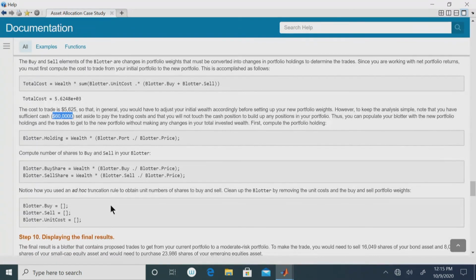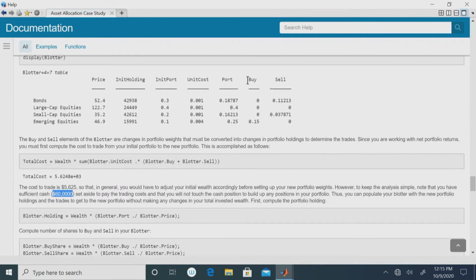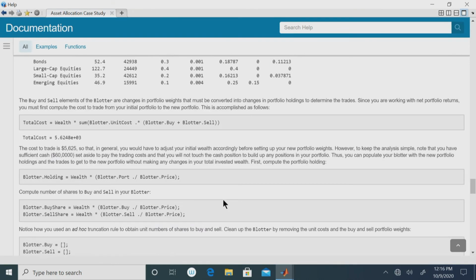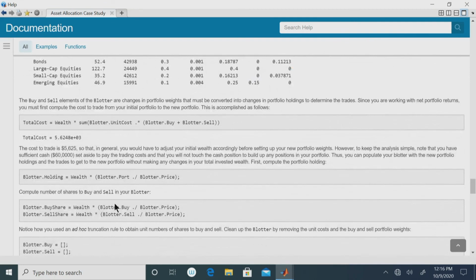Okay, so now we compute the number of shares to buy or sell on your blotter. What we have identified here in terms of buy and sell is nothing but the weights. The weights are not enough from a practical point of view. Of course, you do not do the transaction in weights, but you talk about the transactions in terms of the number of assets that you buy.